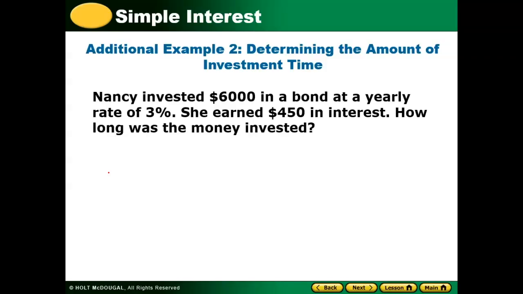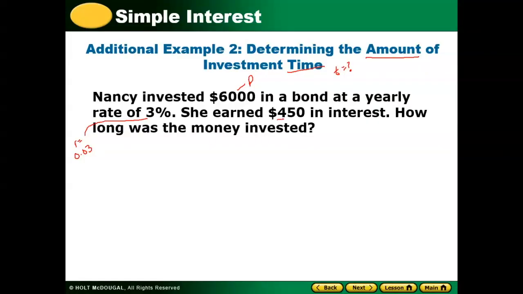Okay. So a different example. In those last ones we were calculating interest. In this case, we're calculating the amount of investment time. So we're finding time instead of interest. So we know that she invested $6,000. In this case, she didn't borrow, she invested, but that's still our principal amount, in a bond at a yearly rate of 3%. So she makes 3% yearly on this bond. So we know that our rate is going to be 0.03.